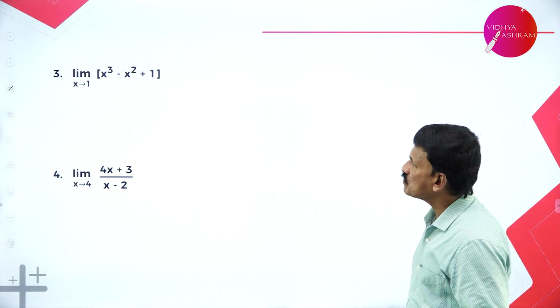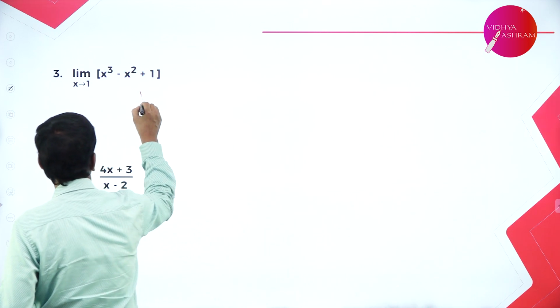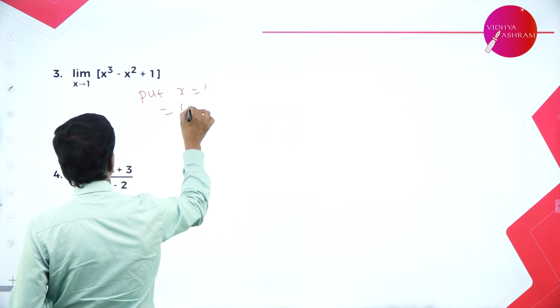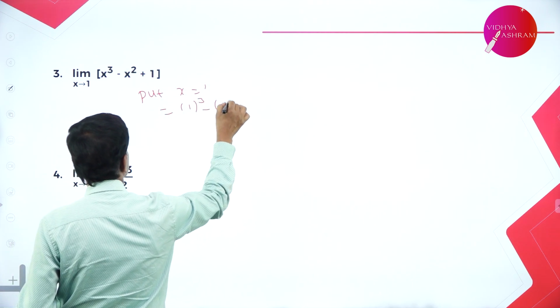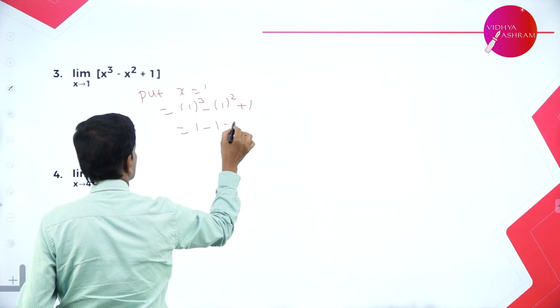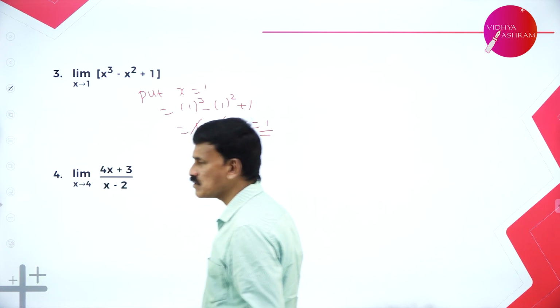Evaluate limit x tends to 1 of x cube minus x square plus 1. Here also put x is equal to 1. If you put x is equal to 1, you will get 1 cube minus 1 square plus 1. 1 cube is 1, 1 square is 1, plus 1. Minus 1 and plus 1 get cancelled. The value of the limit is equal to 1.